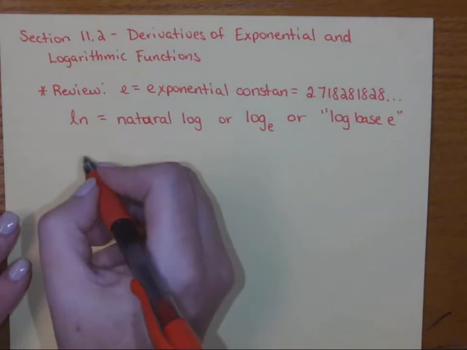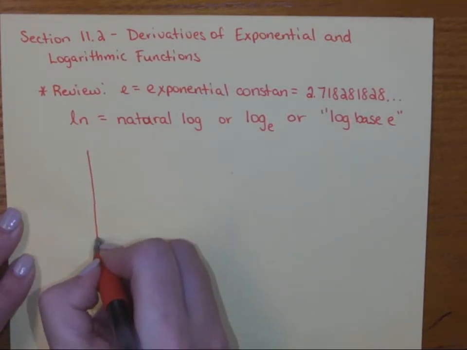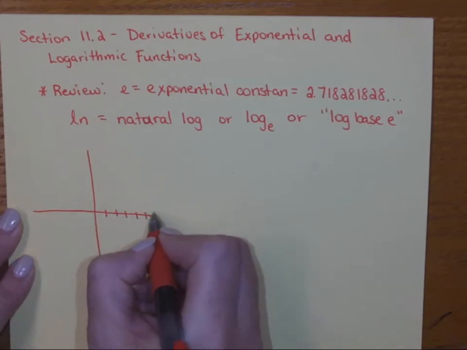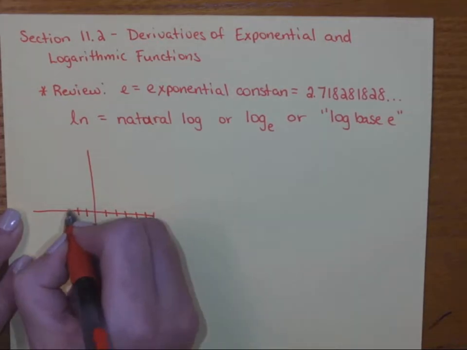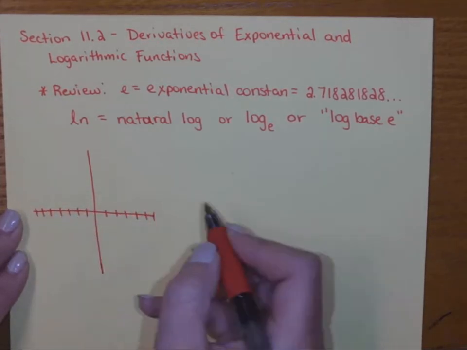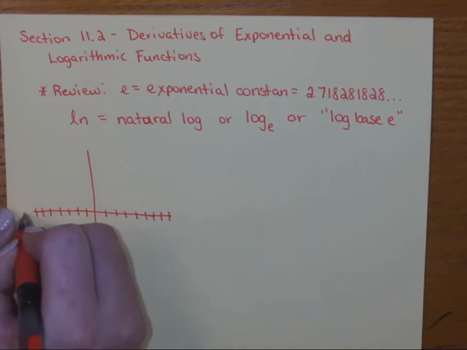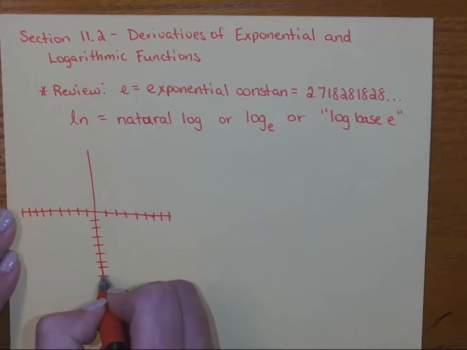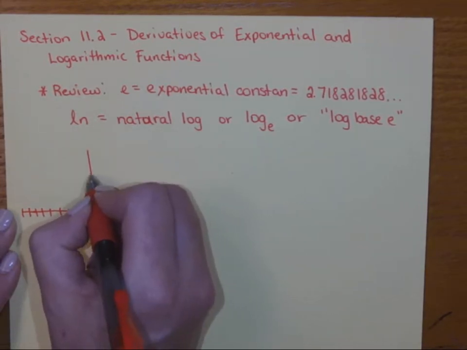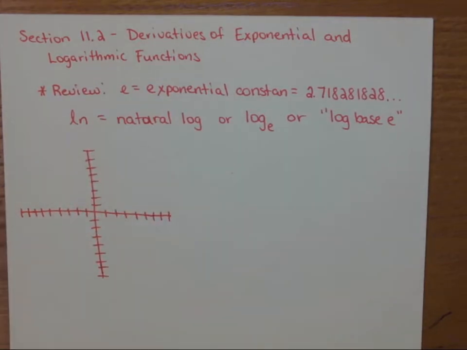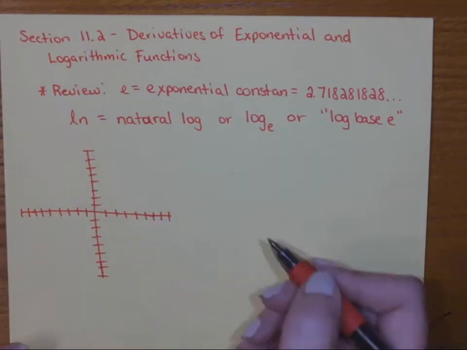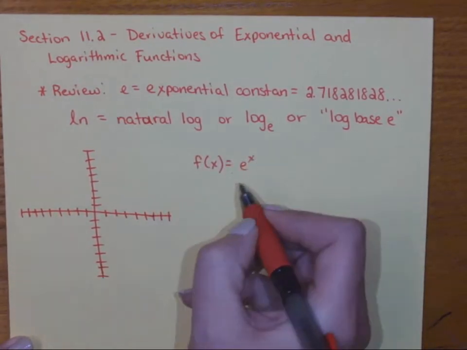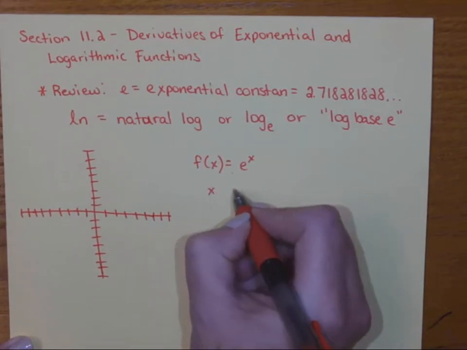I always take class time to show this, but I want to look at the graphs of e to the x and ln. I don't want to spend a ton of time on this, but I do want you to know what I mean when I say that e and ln are inverses. So let's sketch a graph where we go out maybe 8 in every direction.